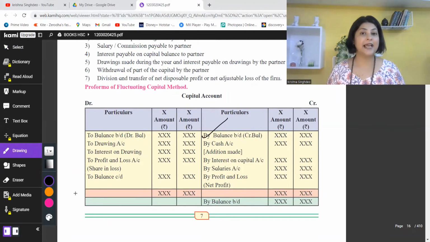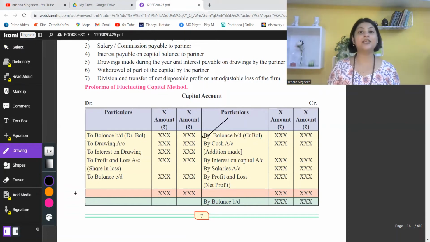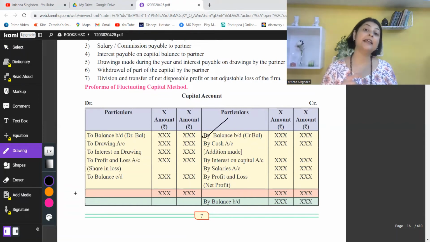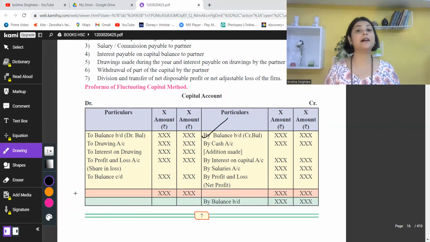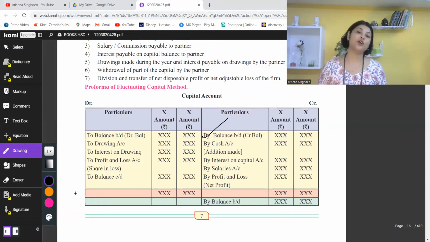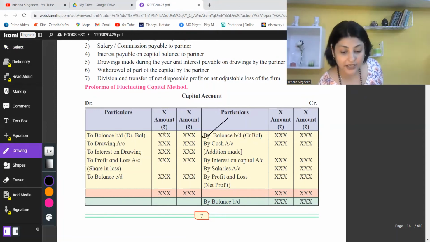Then after this, there is by cash account. What is the meaning of by cash account? By cash account means when a partner is bringing additional capital, then it will come on the credit side. Remember the rule which I had taught you in the last video, that anything which increases the balance of a partner is going to come on the credit side, and anything which is reducing the partner's balance is coming on the debit side. If you have not yet checked my previous video, please do check it. I will give you the link in description and in the I button also. Okay, let's see what comes next.